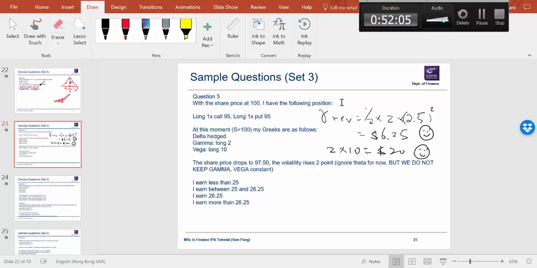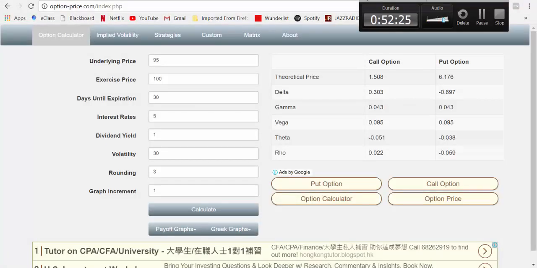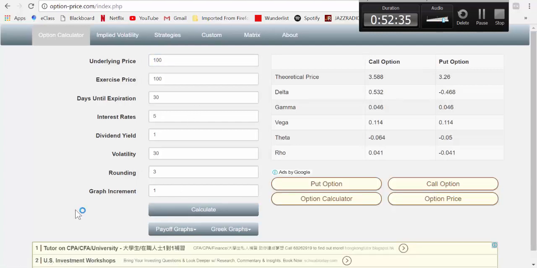Is it? No? Why not? Because the gamma changes, and you actually make more money. Now, that is one way to think of it. Another way to think of this is, let's say, okay, let's look at this. Now, hold on.